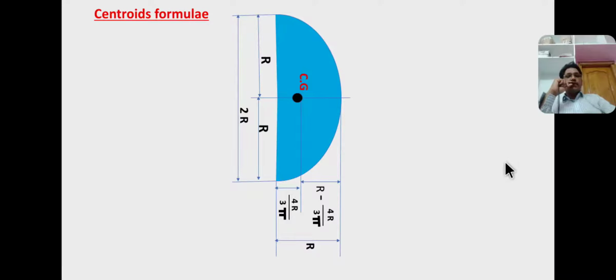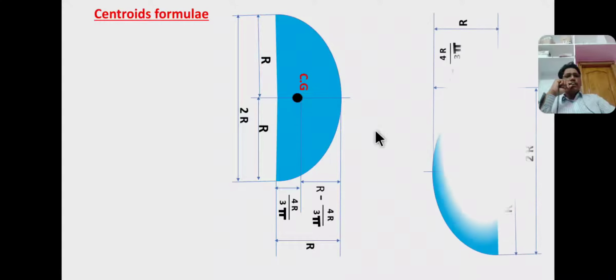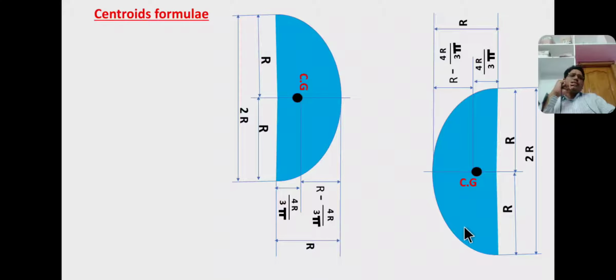From centroid formulas, the location of the centroid for a semicircle lies at a distance of 4r by 3 pi from the baseline, and r minus 4r by 3 pi from the curved surface. The centroid lies on the horizontal line, from this corner to this point r, and from the top corner to the CG the distance is r. Similarly, for this shape, the location of the centroid is the same, but the difference is rotation.